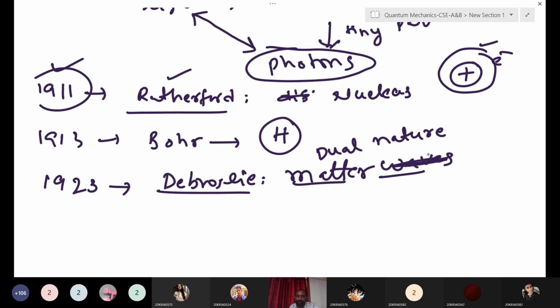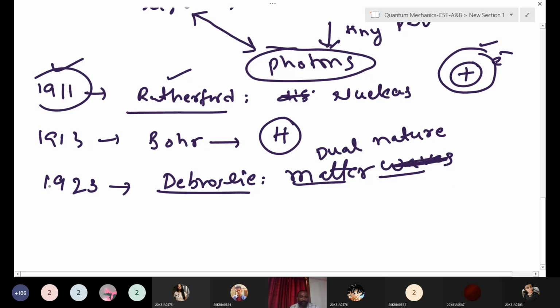Before 1923, someone said light propagates as particles, and somebody said it has wave nature. There was no clarity between these concepts. After that, in 1923, de Broglie proposed that every material particle behaves sometimes with wave nature and sometimes with particle nature. This is also one of the great discoveries in quantum mechanics.